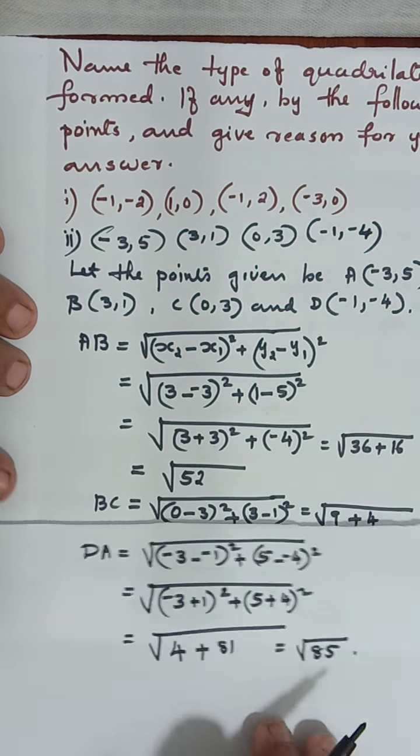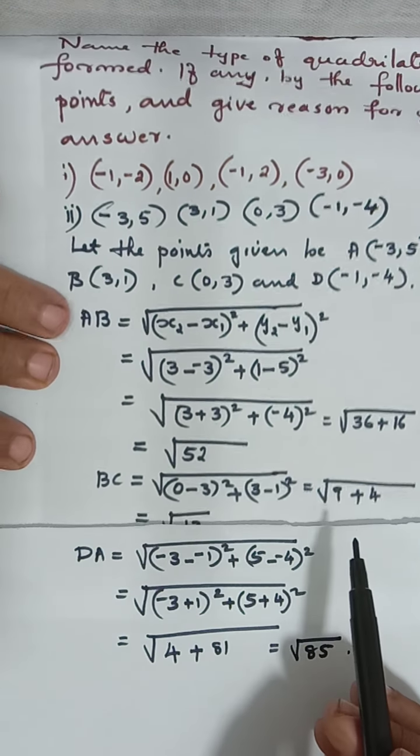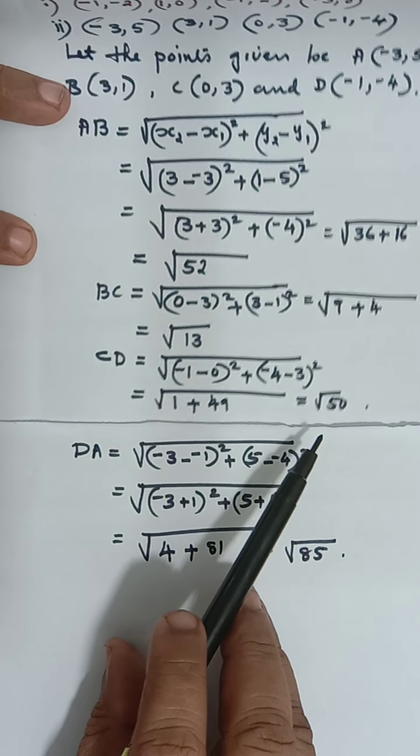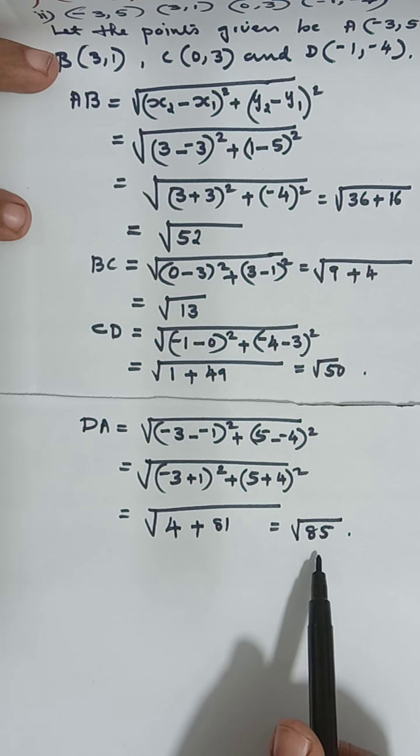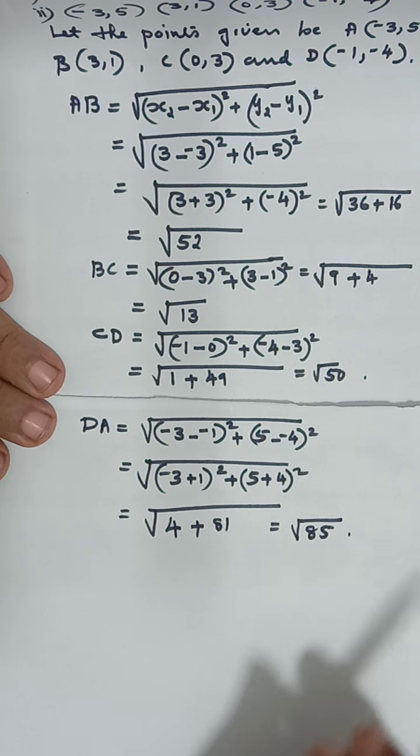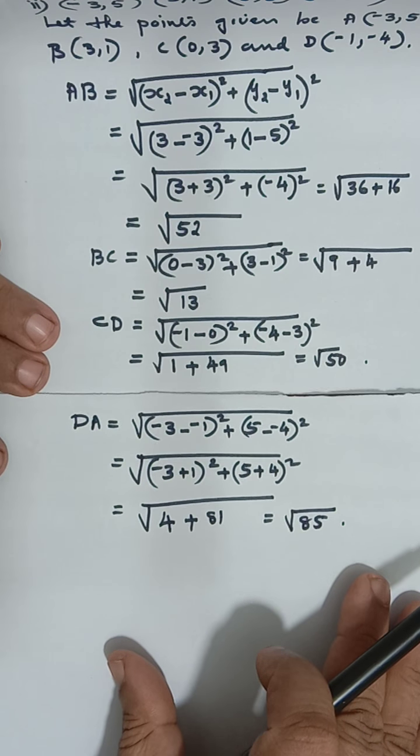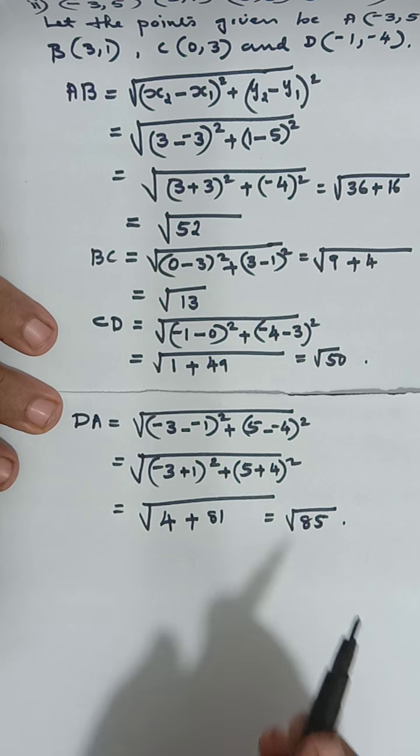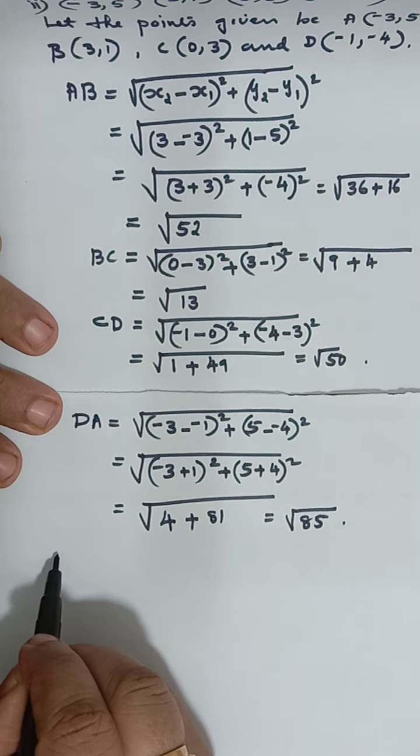Look at this. AB is root 52. BC, here we have root 13. CD is root 50. And DA is equal to root 85. They are not equal at all. There is no such speciality. Therefore, it does not form any of the special quadrilateral.